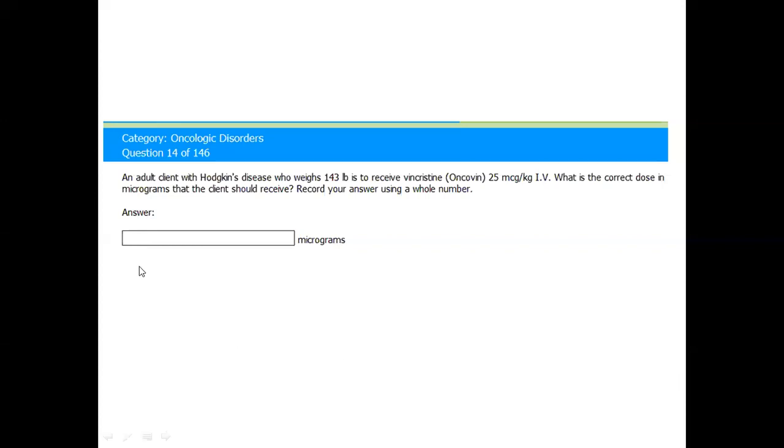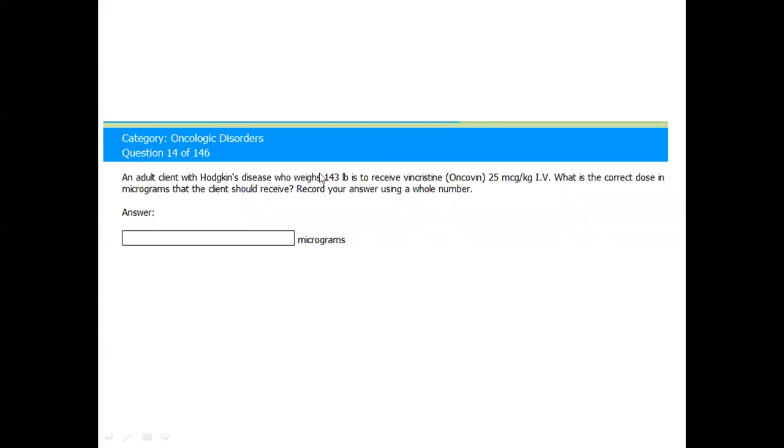Next question. An adult client with Hodgkin disease, whose body weight is 143 pounds, is to receive vinblastine or vincristine 25 microgram per kg intravenously. What is the correct dose in microgram that the client should receive? Record your answer with a whole number.